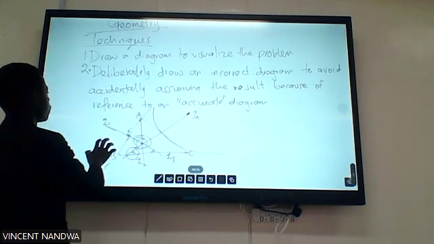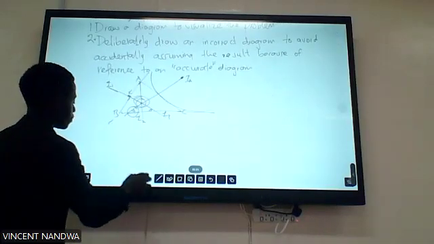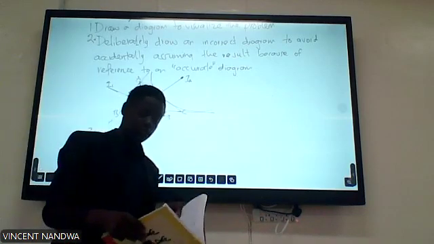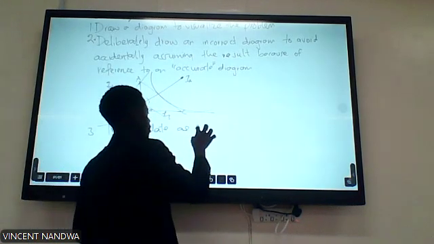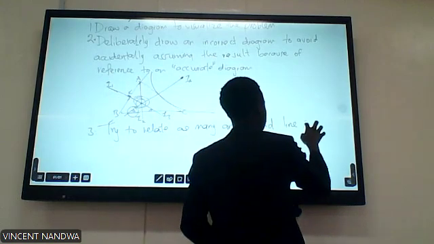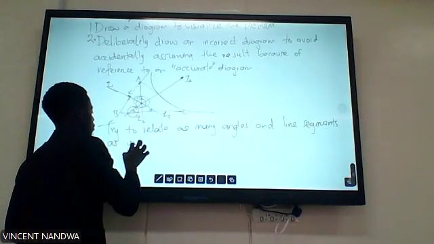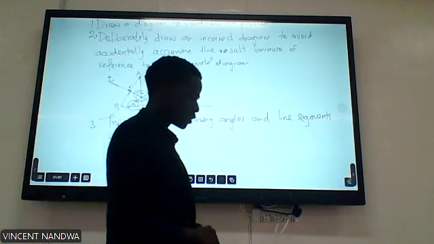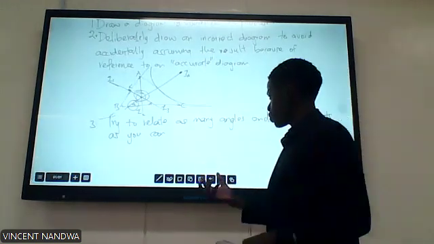The next that we're going to go through. So number 3 is: try to relate as many angles and line segments as you can. It's always the best way of starting geometry problems. When you don't know how to start, just find which angles are related, which lines are related, and what is the relationship. And after you build the relationship, use that to construct your proof.